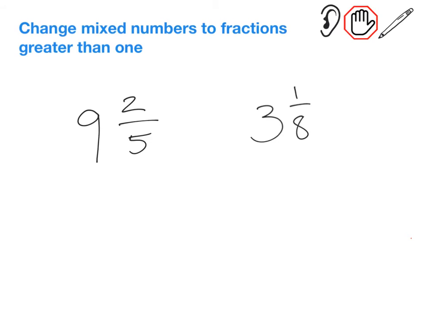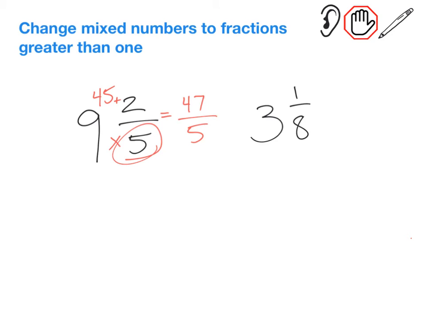For our next skill, we'll be changing mixed numbers to fractions greater than 1. So what I like to do is I multiply the whole number by the denominator. So 9 times 5 is 45. And then I add it. So I add that answer to the numerator. So 45 plus 2 is 47. So I end up with 47 over 5. So this denominator stays the same. So 9 and 2/5 is the same as 47/5.